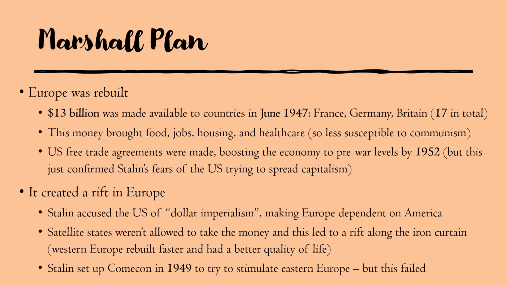So the Western side, the capitalist side, rebuilt much, much faster. They had a better quality of life. They had more money, more food, more healthcare, etc. Eastern European countries were very, very poor, and weren't doing as well. Stalin tried to stimulate the economies of Eastern Europe, but failed. So he set up Comecon in 1949, but this didn't work out. And we'll see Comecon in 2 slides' time.